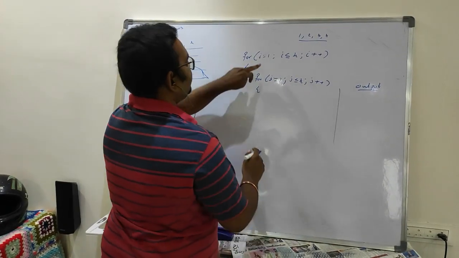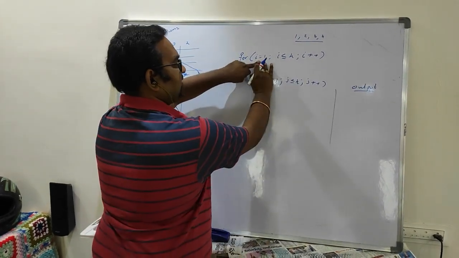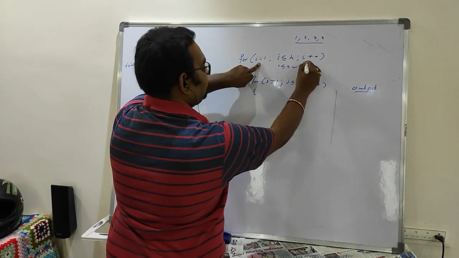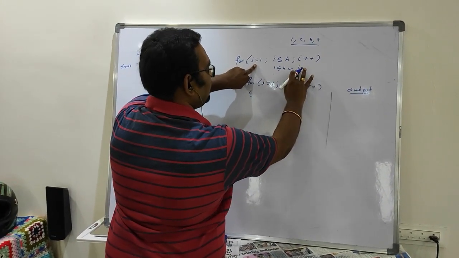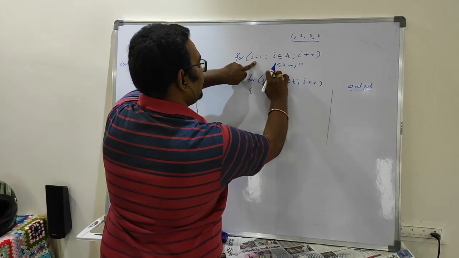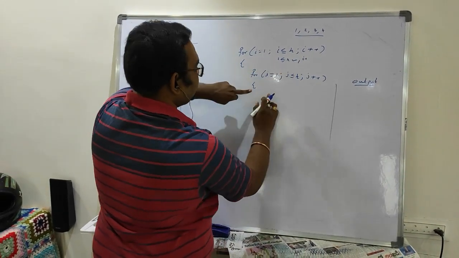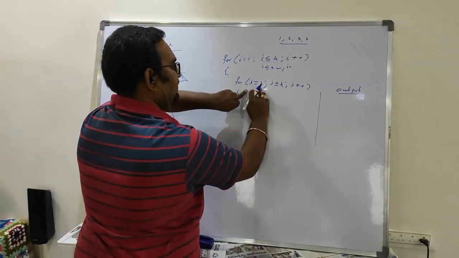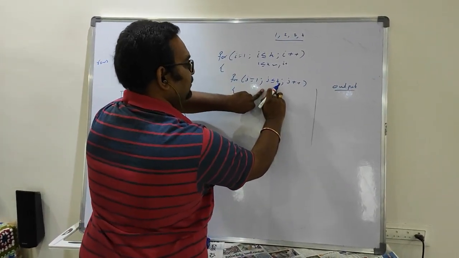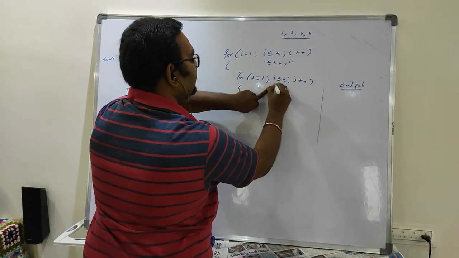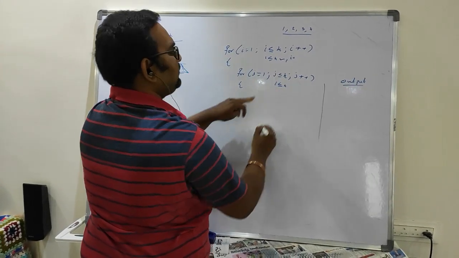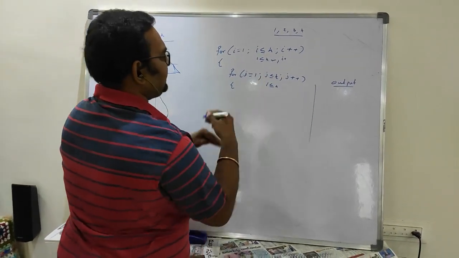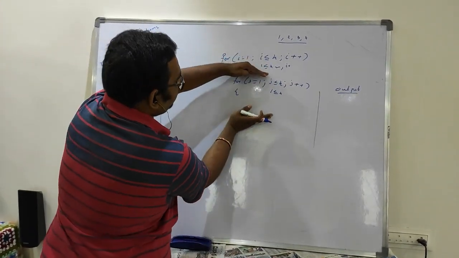Say I is equals to 1. So I is less than or equal to 4. Yes, it is true. I is plus plus. Once the condition is true, it will go to the inner for loop. So J is equals to 1. Okay, it is true. J less than or equal to 4. When you say J less than or equal to 4, the loop will be repeated.